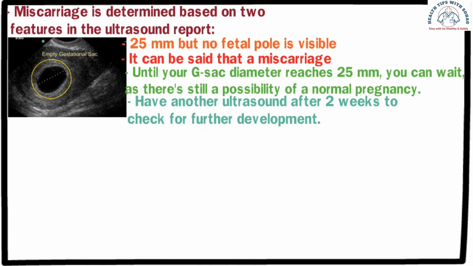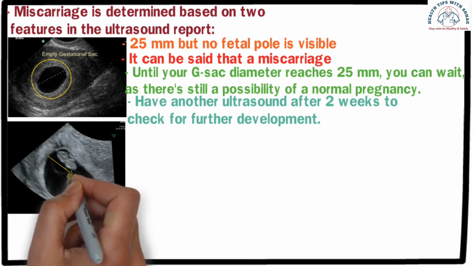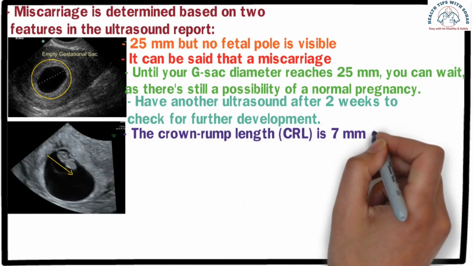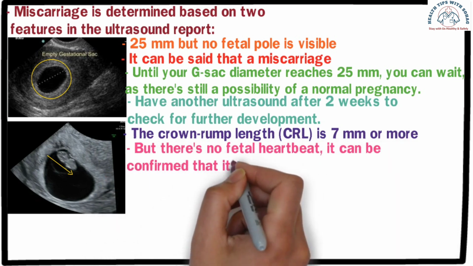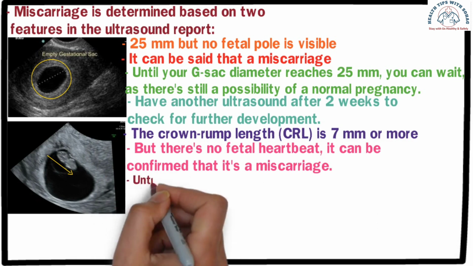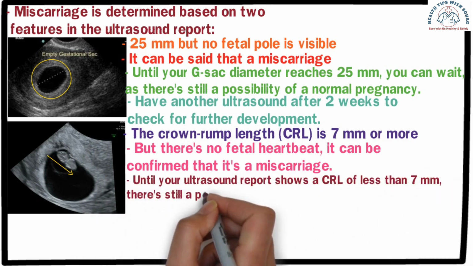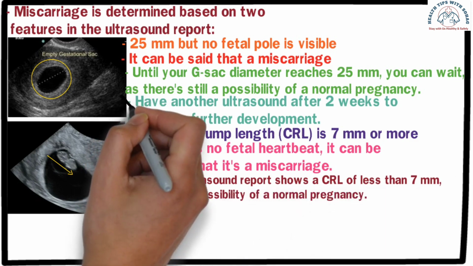Number 2, if your ultrasound report shows that the crown rump length or CRL is 7 mm or more but there is no fetal heartbeat, it can be confirmed that it is a miscarriage. Until your ultrasound report shows the CRL of less than 7 mm, there is still possibility of a normal pregnancy. Wait for 2 weeks and have another ultrasound.